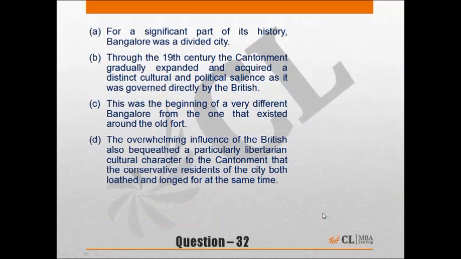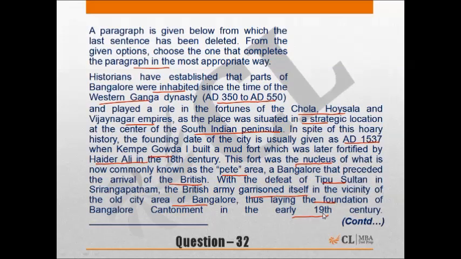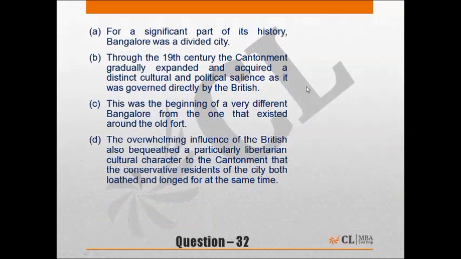Okay. Now we have the four choices. What does the passage talk about? Let's discuss that first. The passage is giving us an overview of the evolution of Bangalore as a city, and the continuation should also be along the same lines as to how the city has evolved. Let us go through the choices. Choice A. For a significant part of its history, Bangalore was a divided city. Incorrect on account of scope. This is also becoming very, very specific. So in a way, I can say this is scaled down.